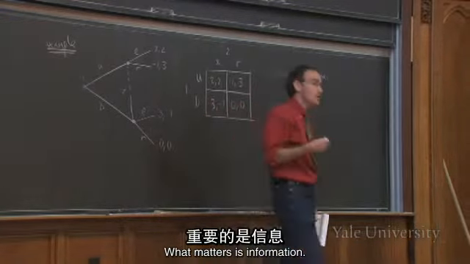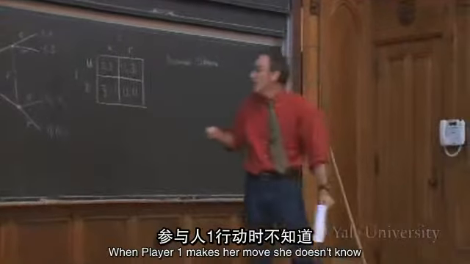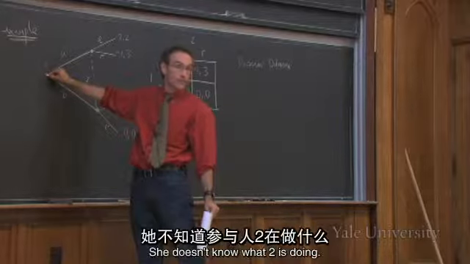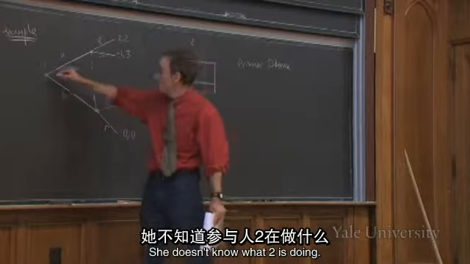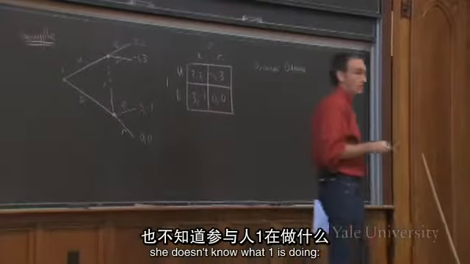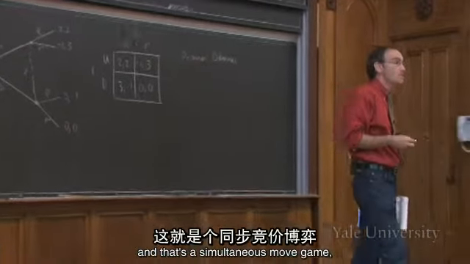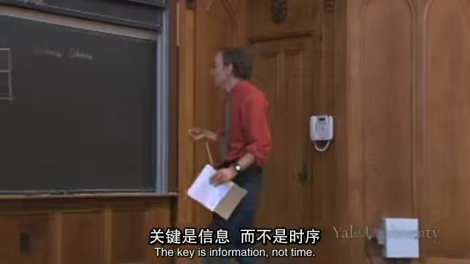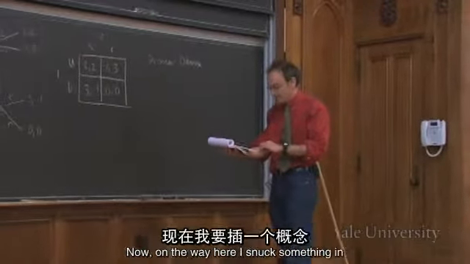What matters is information. When player one makes her move, she doesn't know what player two is going to do. Right? She doesn't know what two is doing. And when player two makes her move, she doesn't know what one is doing. And that's a simultaneous move game, even if time is passing. The key is information, not time.